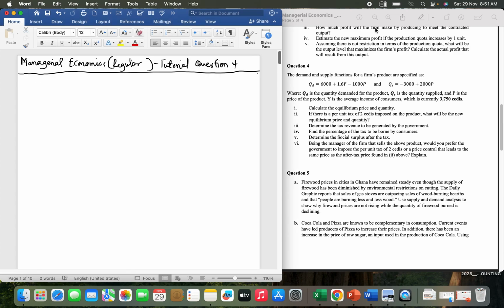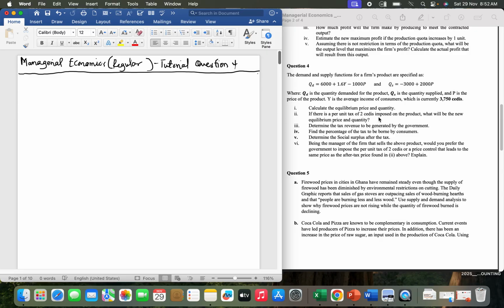This is the question. The demand and supply functions for a firm's product are specified as QD is equal to 6,000 plus 1.6Y minus 1000 P and QS is equal to minus 3,000 plus 2000 P. Where QD is the quantity demanded for the product, QS is the quantity supplied, and P is the price of the product. Y is the average income of consumers, which is currently 3,750 cedis.